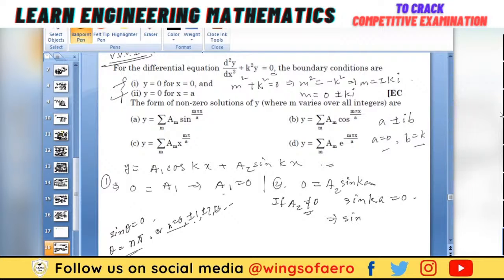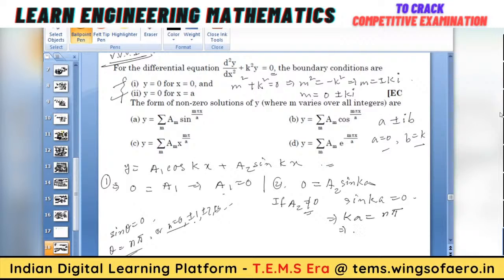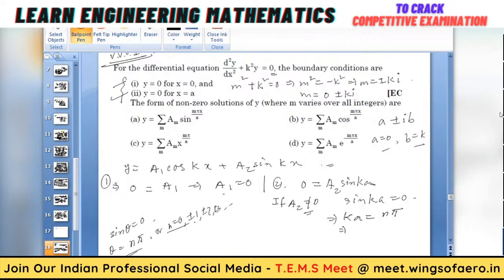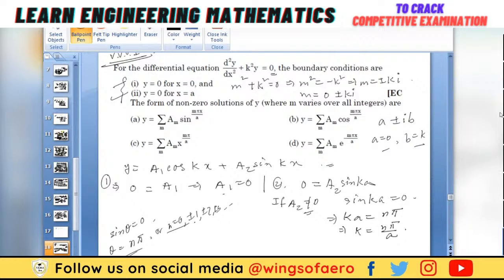It means ka equals n pi, so k equals n pi divided by a. Just put the value of k into this equation. Now we are putting this value.